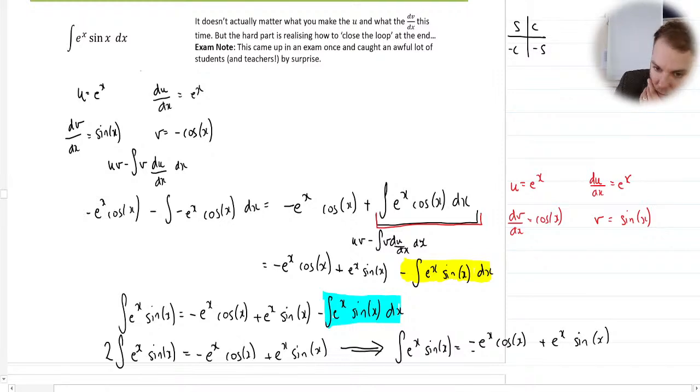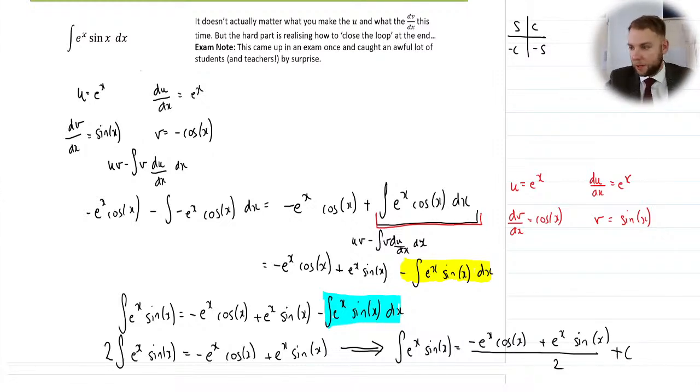They've done it with a half here. I'm just going to do it all over 2. Doesn't make too much difference. Probably better to have the half. There we go. Alright.